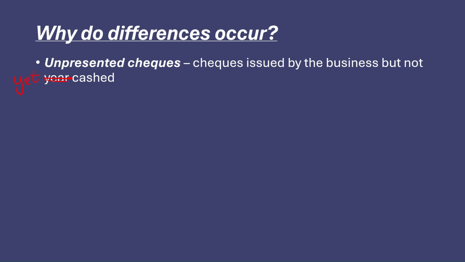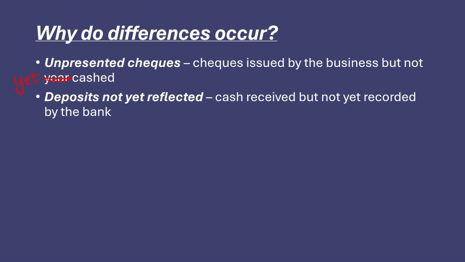So unpresented checks are checks issued by the business but not yet cashed. In other words, a business would literally pay using a check, but that check has not been cashed, meaning it was not given to the bank so that they can give them money. So that's how the differences would occur: that transaction will be there in the cash book, but it won't be in the bank statement, because why? It has not been cashed out yet.